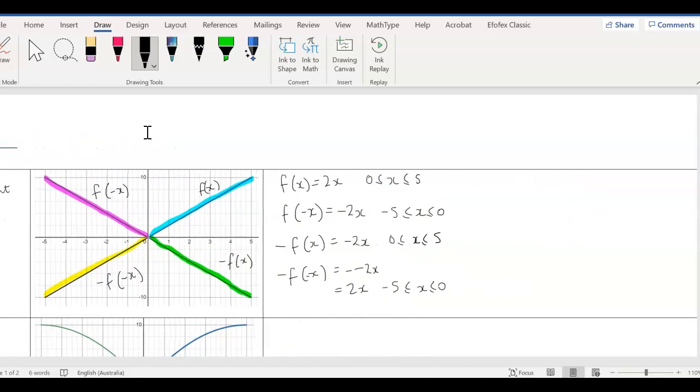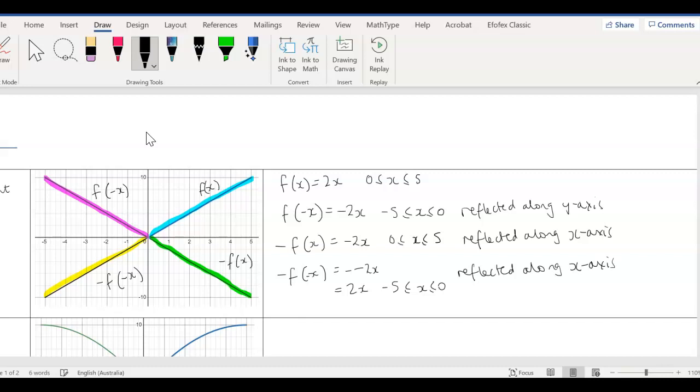All right, so I'm just going to write the transformations very quickly. So reflected along y-axis, reflected along x-axis, and then the last one is reflected along the x-axis and y-axis, and the order doesn't matter. Okay, you still get to the same point.